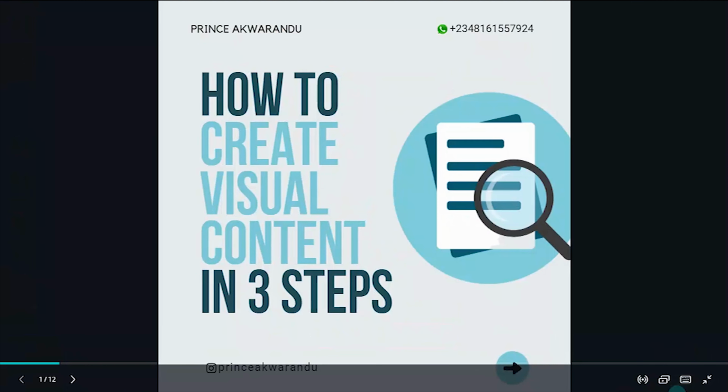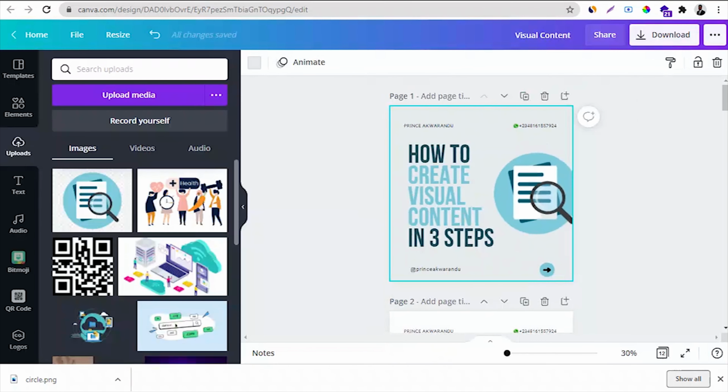This is what we have. How to create visual content in 3 steps. And this design you see here is very, very sleek. So when you see me publishing something like this on Instagram online, then you are wondering, how am I able to create a design that is as beautiful as this?